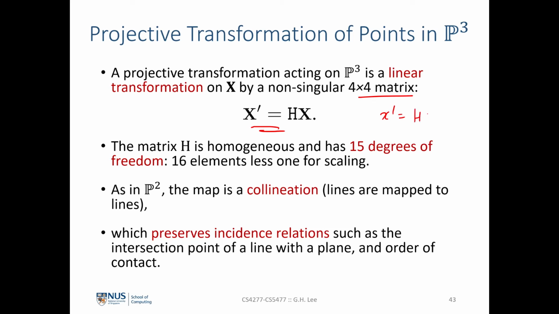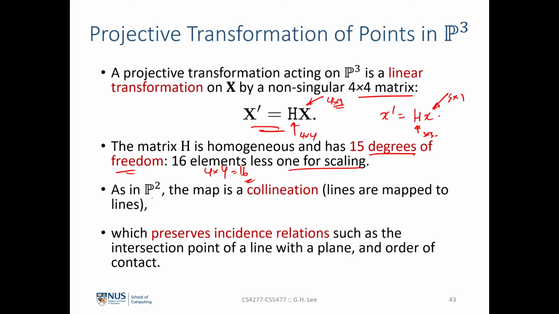X prime here will be given by H multiplied by x, where H here is a 3x3 matrix, and x is a 3x1 homogeneous coordinate. So here H will become 4x4. This is a direct extension of this P2 space linear transformation. This would be a 4x4 matrix, and the x over here would be a 4x1 vector that represents the homogeneous coordinates of a point in the projective 3 space. And here the matrix H is homogeneous and has 15 degrees of freedom. Altogether, it's 4x4, so there are 16 elements in this H matrix, less 1 for scaling. This is a similar property as the linear transformation H in the P2 space.